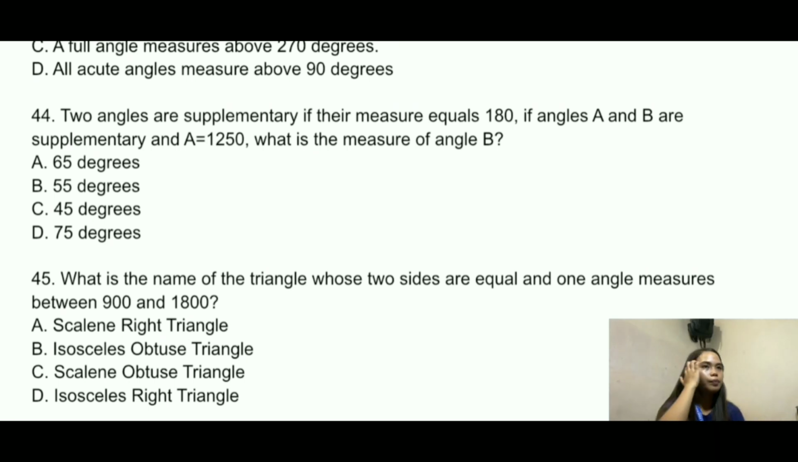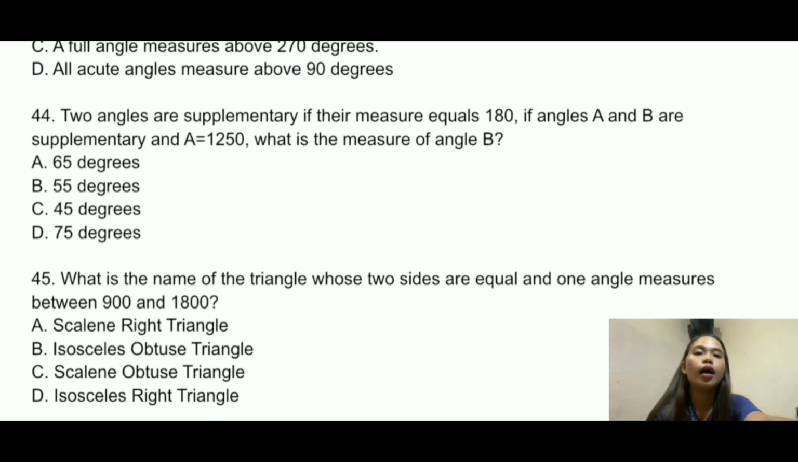So why is it the correct answer? A triangle with two equal sides is isosceles. An angle measuring between 90 degrees and 180 degrees is obtuse. So together, this forms an isosceles obtuse triangle. And why are the other options not correct?